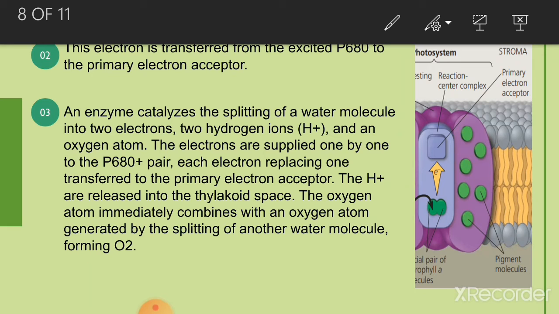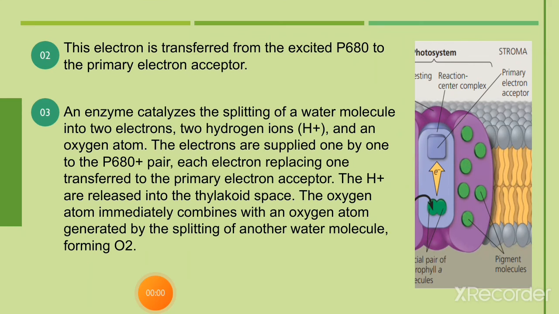So this process is called oxygen generation, wherein the splitting of a water molecule generates one oxygen atom. Then in the next splitting of a water molecule, another oxygen atom will be generated. The two oxygen atoms will combine and form oxygen.